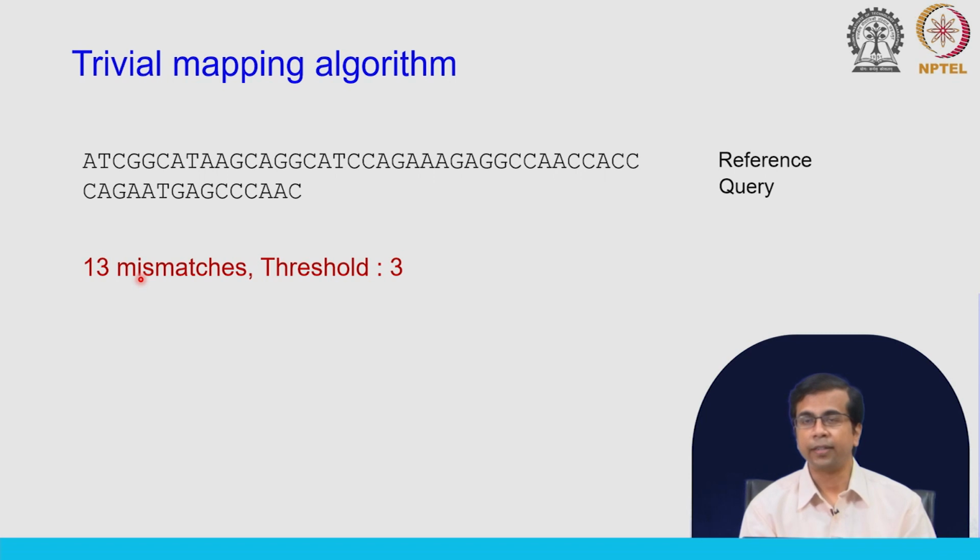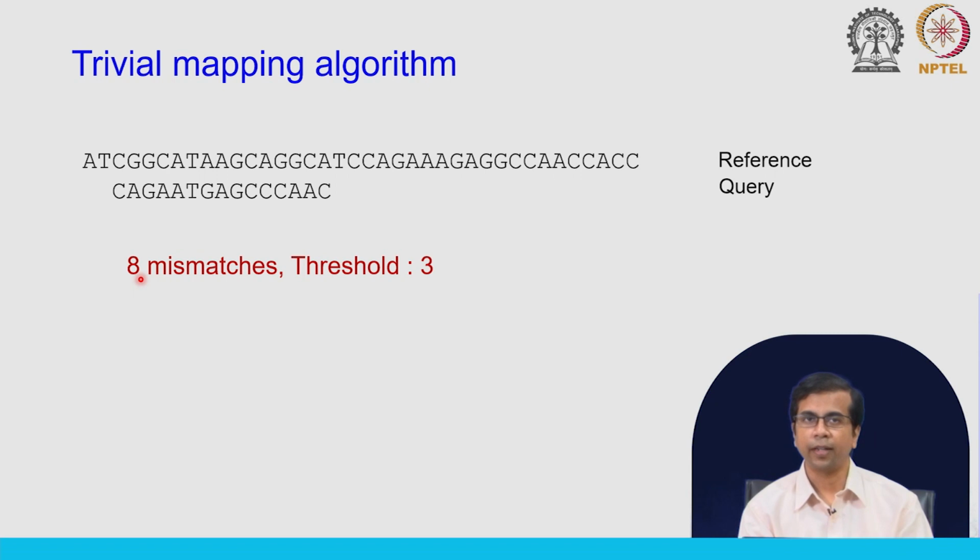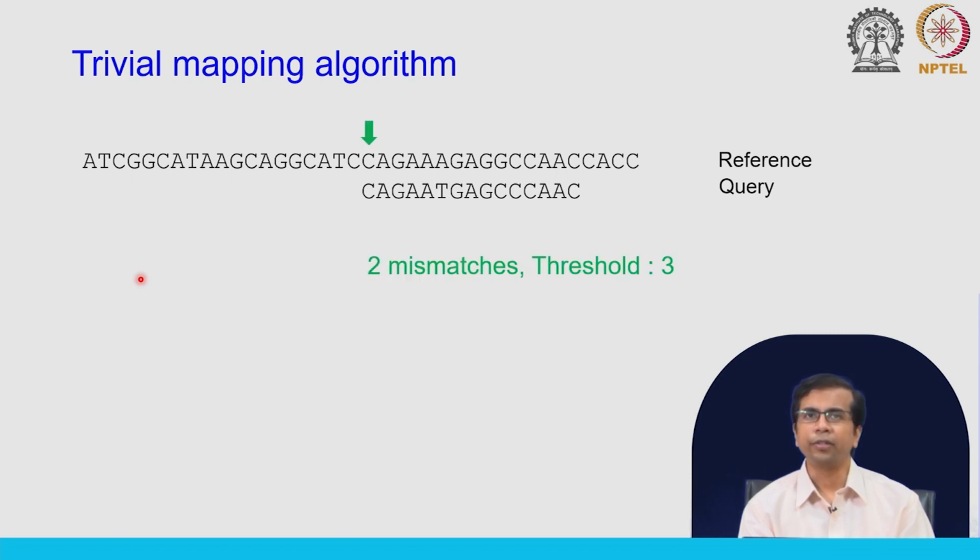So, we cannot say this is an alignment. We move along, sliding along the reference sequence, and again count the number of mismatches. Here it is 12, again higher than the threshold. So, we continue. Here there is a slight decrease, 8 mismatches, but this is again higher than the threshold we have set. We continue this process until we reach a point where we have 2 mismatches, which is below the threshold we have set. So, this is the location of this read.